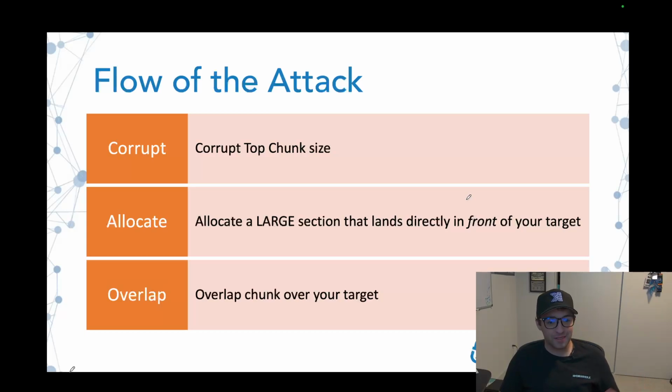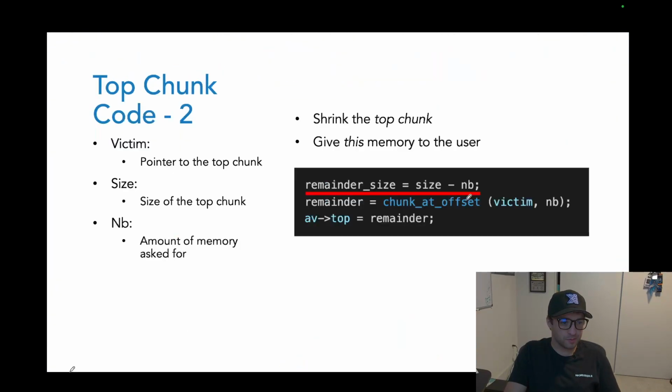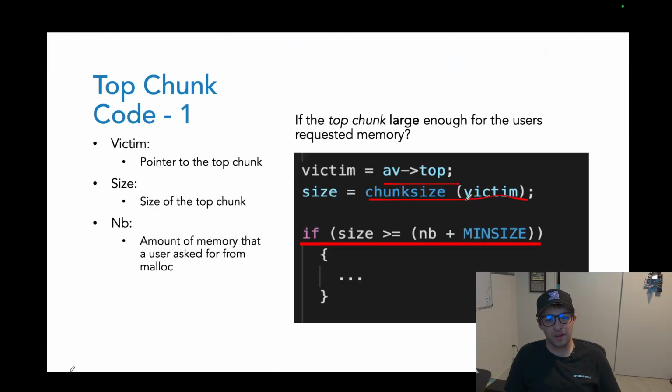So this is one of my favorite techniques. I think it's really cool that we're abusing this code right here that is checking to see if the top chunk is big enough to handle this. By overwriting the size, we can make it think it's way bigger than it really is, and it wraps around. I just think it's a really clever technique, and I can't believe how early on this was covered.